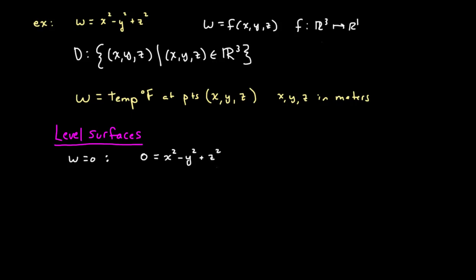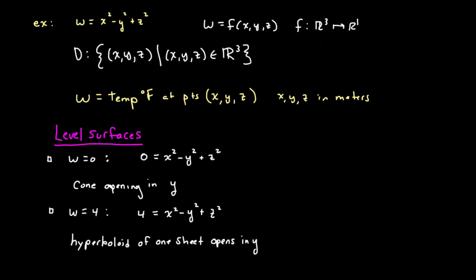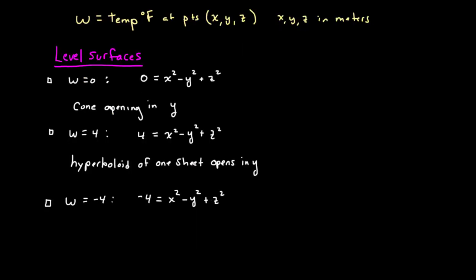Now, since this is a level surface, it has a three-dimensional shape, and you should be able to look at this and determine what three-dimensional shape this is. It is a cone opening in y. How about the level surface w equals 4? Well, then we're going to have 4 equals x squared minus y squared plus z squared. That level surface has a shape that you should recognize. What is it? It's a hyperboloid of one sheet opening in y.